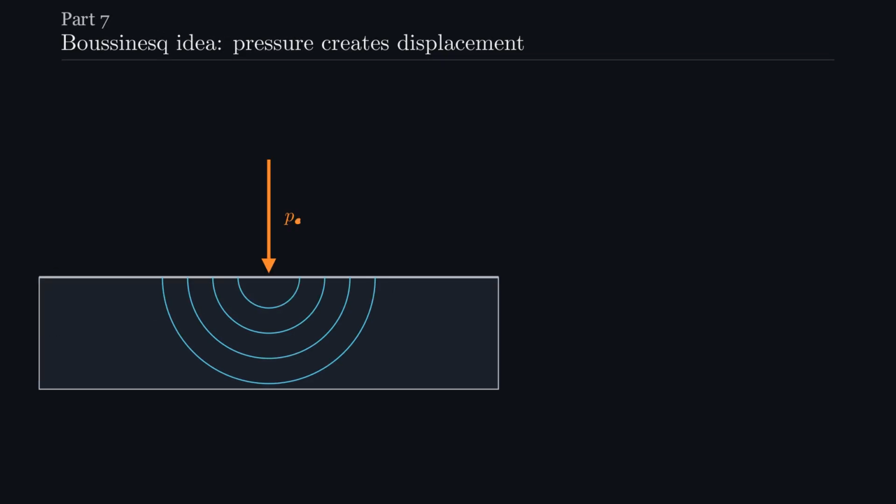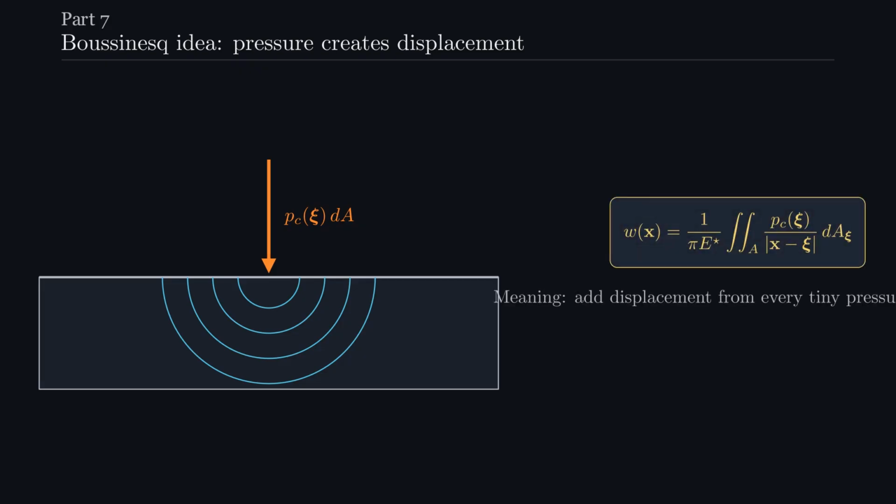The Boussinesq solution is the Green's function for an elastic half-space. A tiny pressure element creates a displacement that spreads outward. For a full contact pressure field, we add the displacement produced by every small pressure element. The integral looks difficult, but the physical meaning is simple. Pressure creates displacement, and linearity lets us sum the effects.